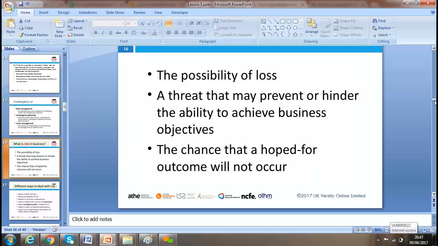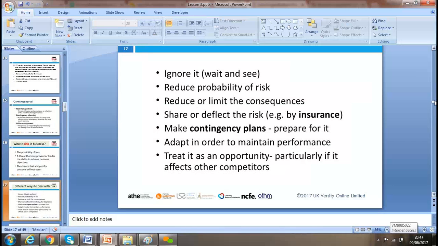Okay, risk can be the possibility of loss. Threats may prevent or hinder the ability to achieve the business objective. Risk: wait and see, or reduce the probability of the risk. We reduce it, like our labor wearing the proper shoes. They follow the signs; we have a sign display for our cleaning process. Contingency plan: prepare for it and adopt it in order to maintain performance. Treat it as an opportunity, particularly if it affects other competitors.